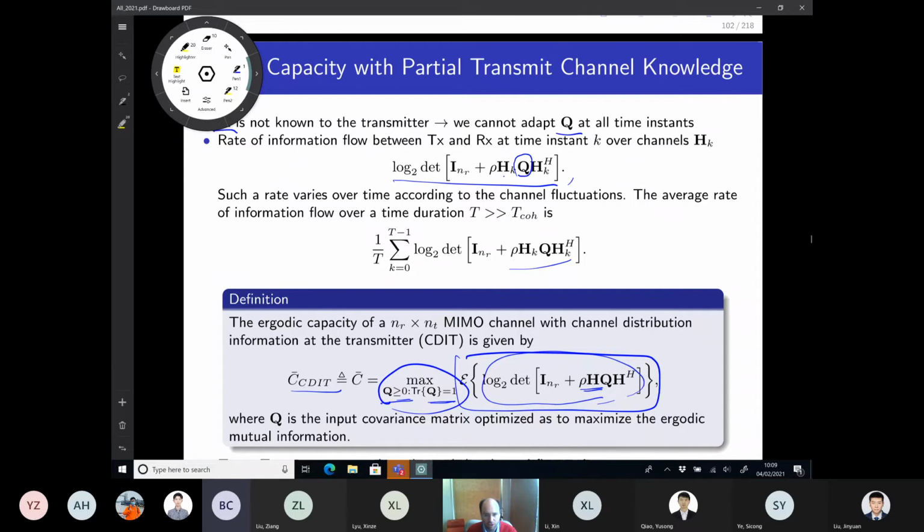Now, the Q that maximizes this will depend on the statistics or the properties of H, the distribution of H. For instance, if H has correlated entries, say circularly symmetric complex Gaussian random variables, but there is some correlation between entries of H, then Q will be a function of those correlations, right? But this is something that can be done. You can find the Q that maximizes this once you know the distribution of H under some assumption.